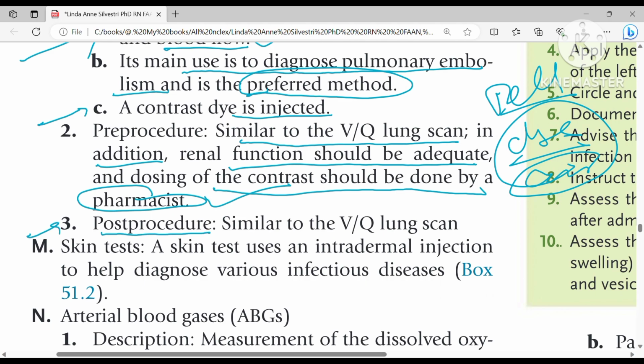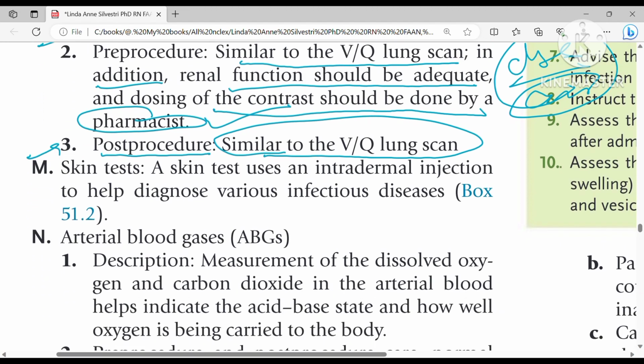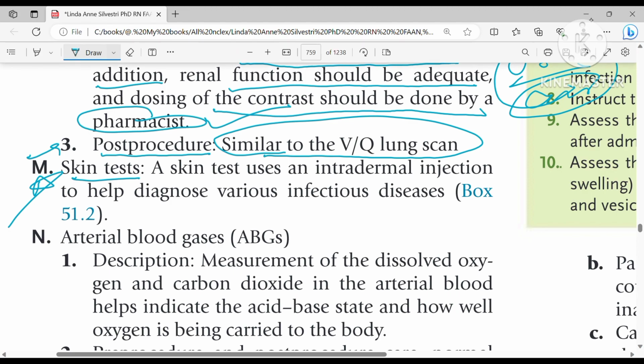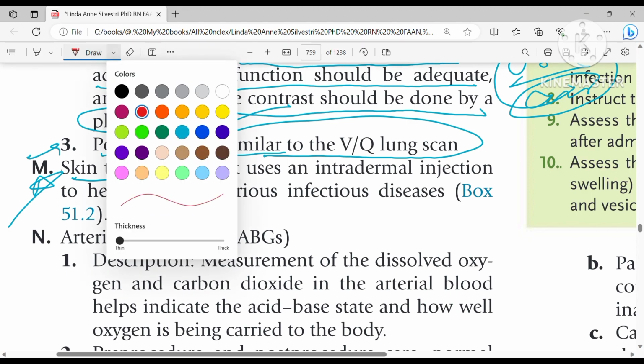Then post procedure. What is the post procedure? It is similar to the VQ lung scan that we saw. We need to check for any allergies and so on. Then skin test. What are the skin tests? Skin diagnostic tests we do.